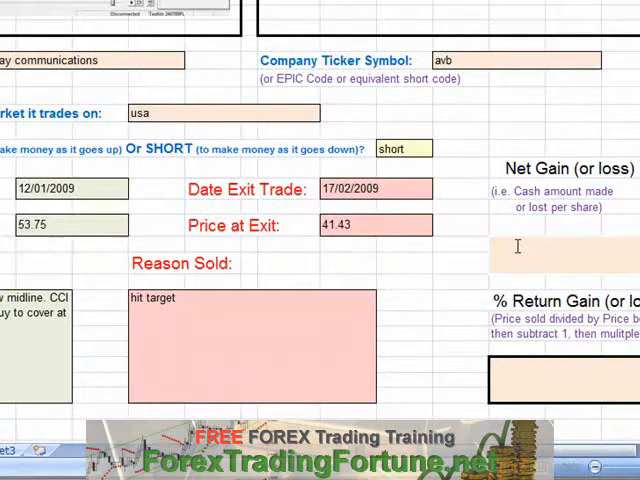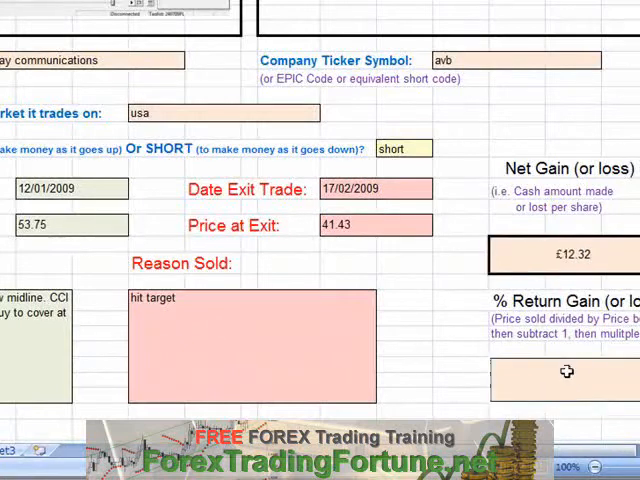Now for this one, the gain, because it was a short trade, will be the entry price 53.75 minus the exit price 41.43, which equals 12.32. Is that right? Yeah, that is right. Wow, good trade. Okay, let's put pounds again when it was dollars, but I'm sure someone knows how to do that. Doesn't really matter. Now, the percentage return.